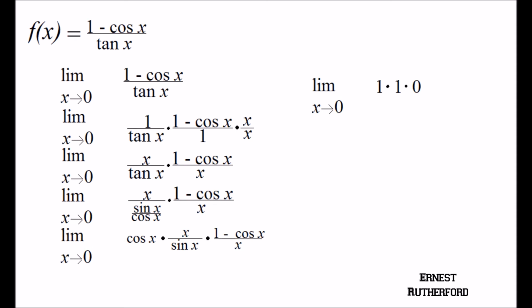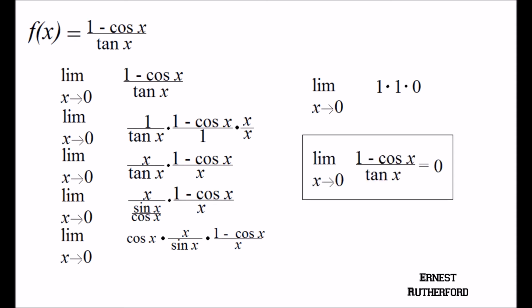So we can have the answers in the calculator. Cosine of x is 1, x over sine of x is 1 and 1 minus cosine of x is 0, we can say that the limit of the function as x approaches 0 is 0.